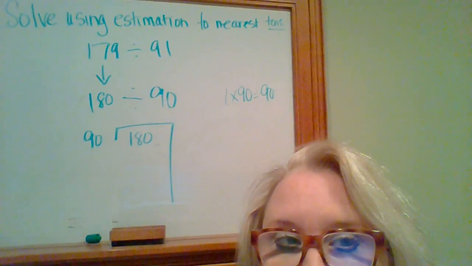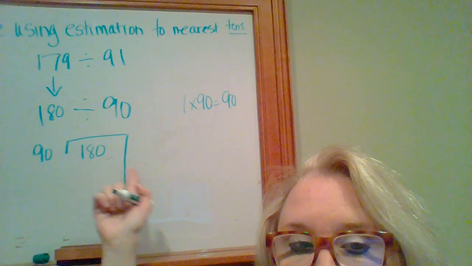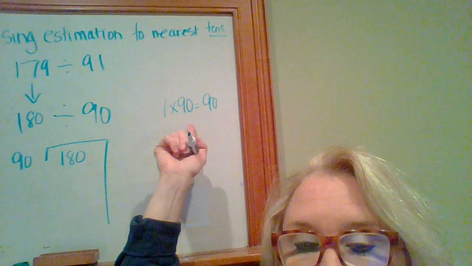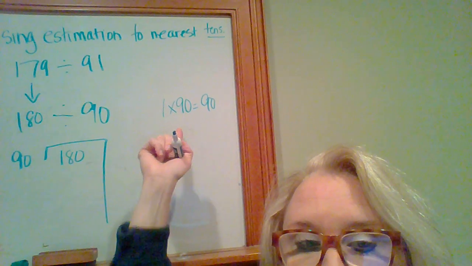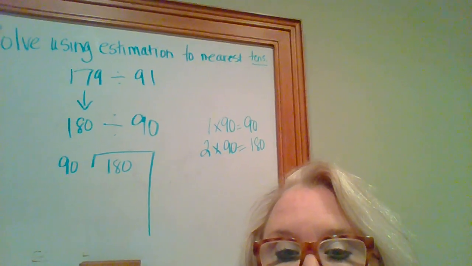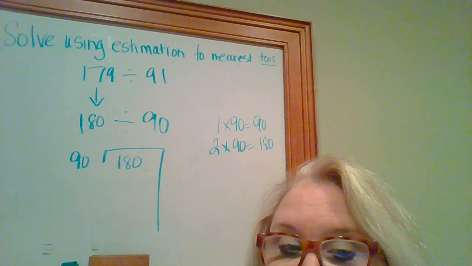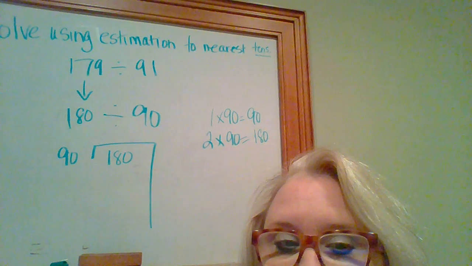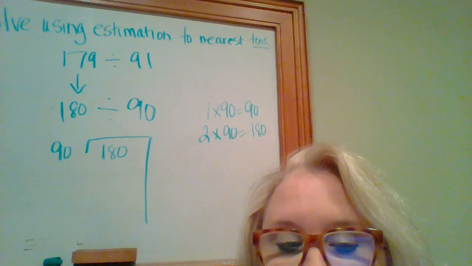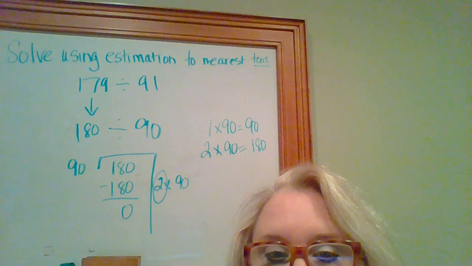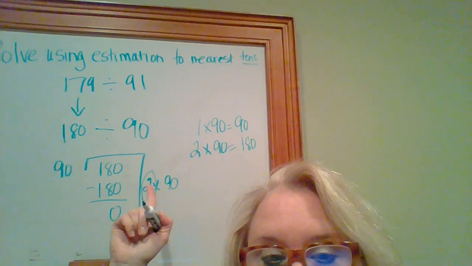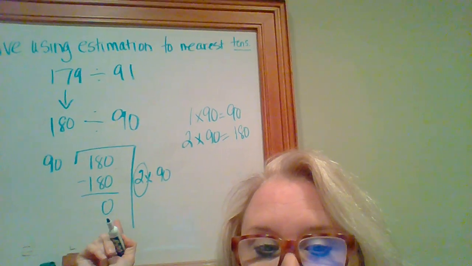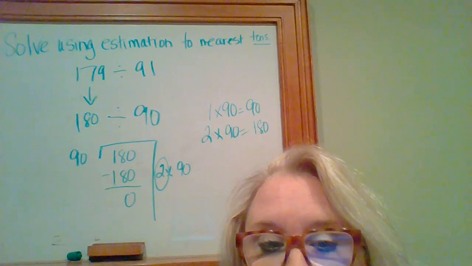Let's start by building a multiplication tower. Let's start with 1, because we're trying to get closest to 180. 1 times 90 is 90. We know that. 1 times any number is itself. So let's go to 2. We know 2 times 9 is 18, so 2 times 90 has to be 180. That looks like it might solve our problem. Let's compute on our Big 7. Here's what we did: 2 times 90 gives us 180, so 180 minus 180 leaves us with 0. And the answer is 2.